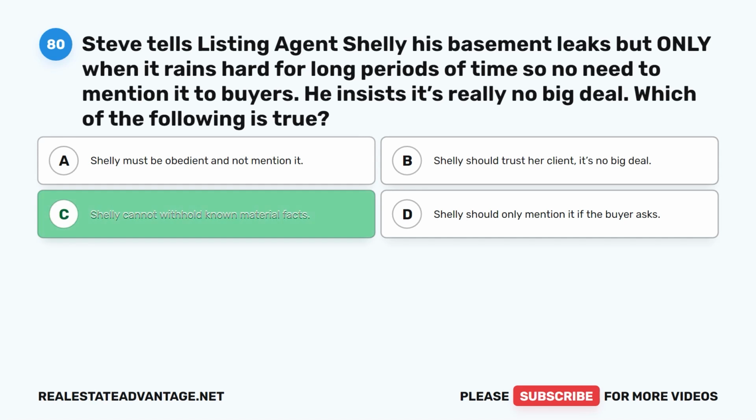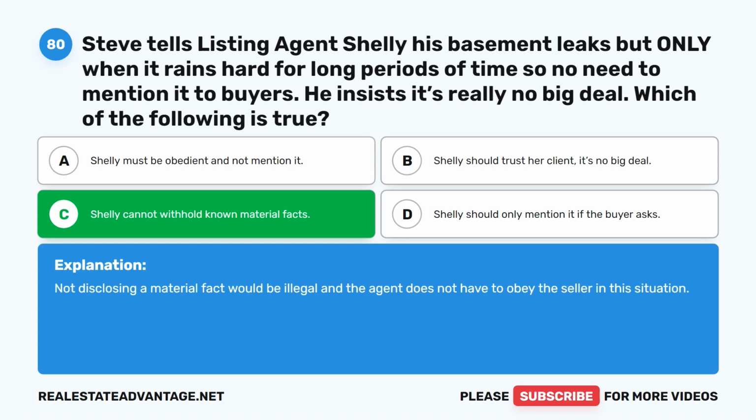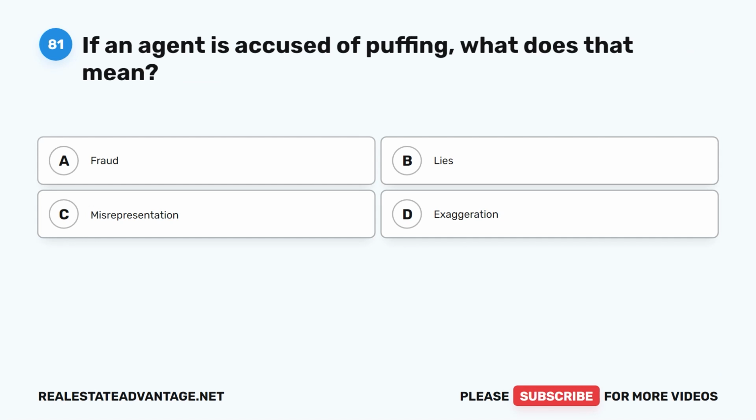The correct answer is C. Shelley cannot withhold known material facts. Not disclosing a material fact would be illegal, and the agent does not have to obey the seller in this situation. Question 81. If an agent is accused of puffing, what does that mean?